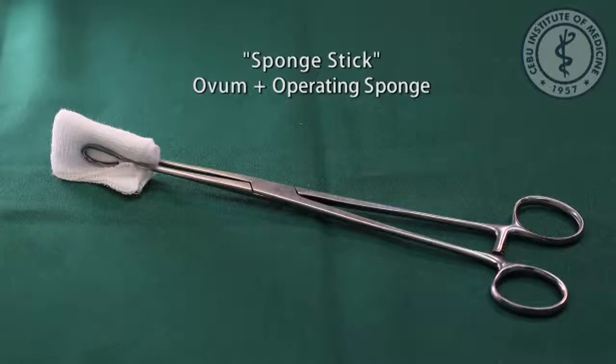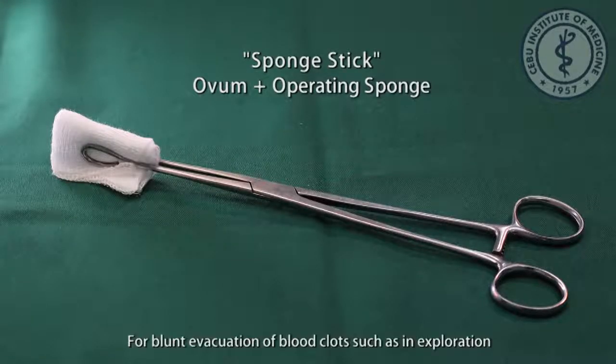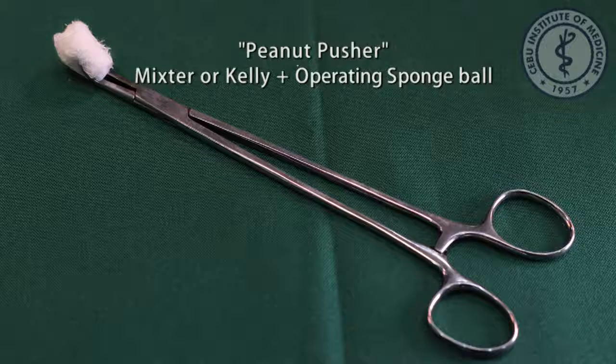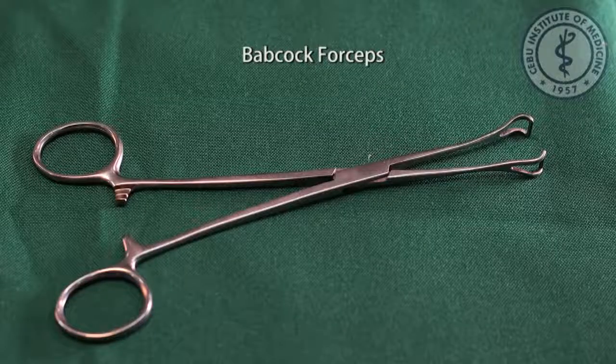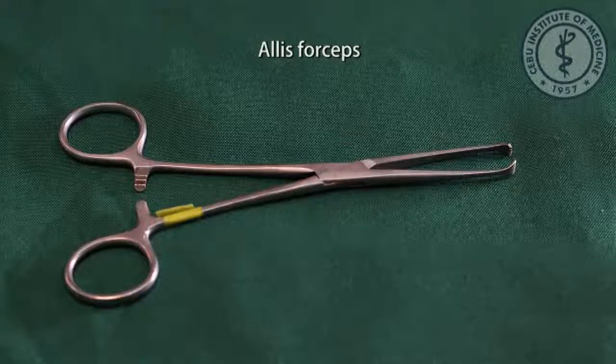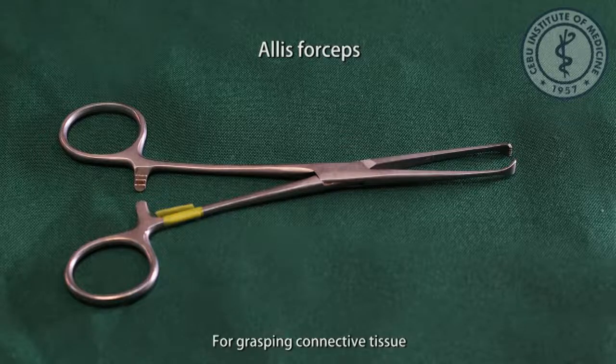Ovum forceps. Sponge stick, ovum forceps plus operating sponge, for blunt evacuation of blood clots such as in exploration. Mixter forceps. Peanut pusher, Mixter or Kelly plus operating sponge ball, for blunt dissection. Babcock forceps, for grasping hollow or visceral tissue. Allis forceps, for grasping connective tissue.